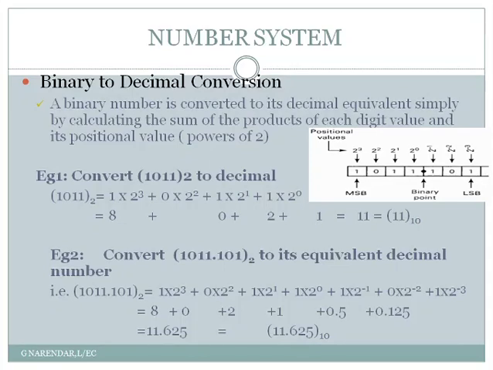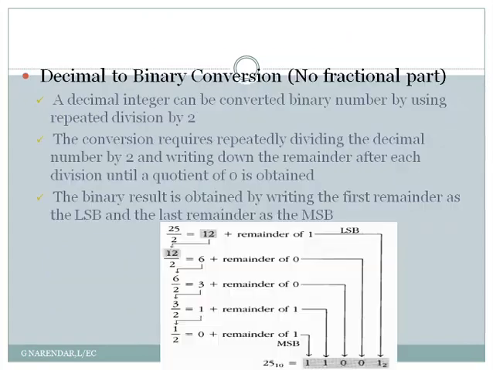So next we will look at the reverse process, that is decimal to binary conversion. If a number is given in decimal system, how do we find its equivalent in binary? If we are given a decimal number, how do we convert it to the binary number system? We'll explain this in two parts.